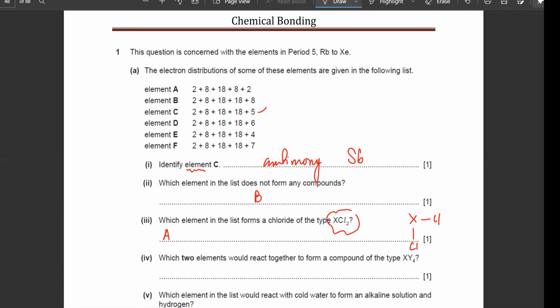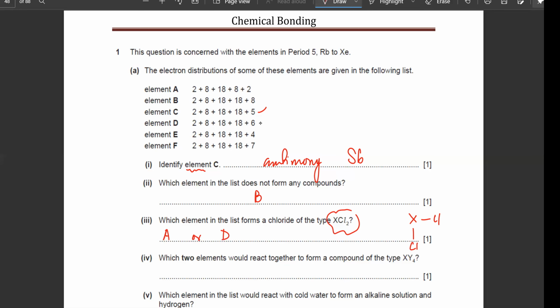So which group is X in? Like which non-metal makes 2 bonds? Group 7, group 6, group 5, 4. Group 6. So it can be element D as well, right?